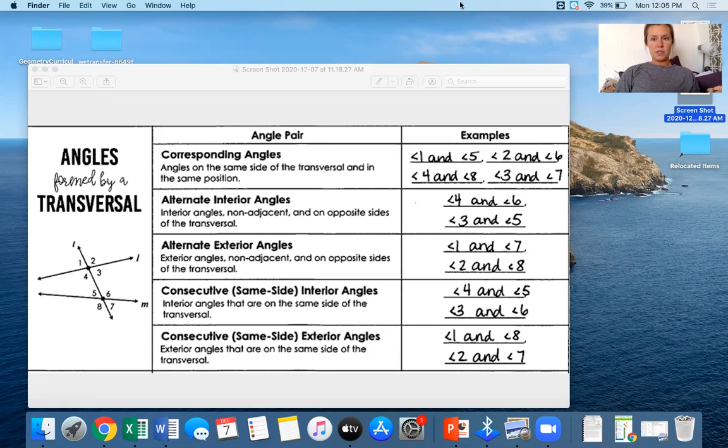One other word that we need to talk about is a transversal. And a transversal is this line right here that I'm highlighting, and it's any line that goes through two lines. So in this case, this picture, it is transversal T. So if you have not taken a screenshot of this, please go ahead and do that at this time. And then we're going to move on to our new content.